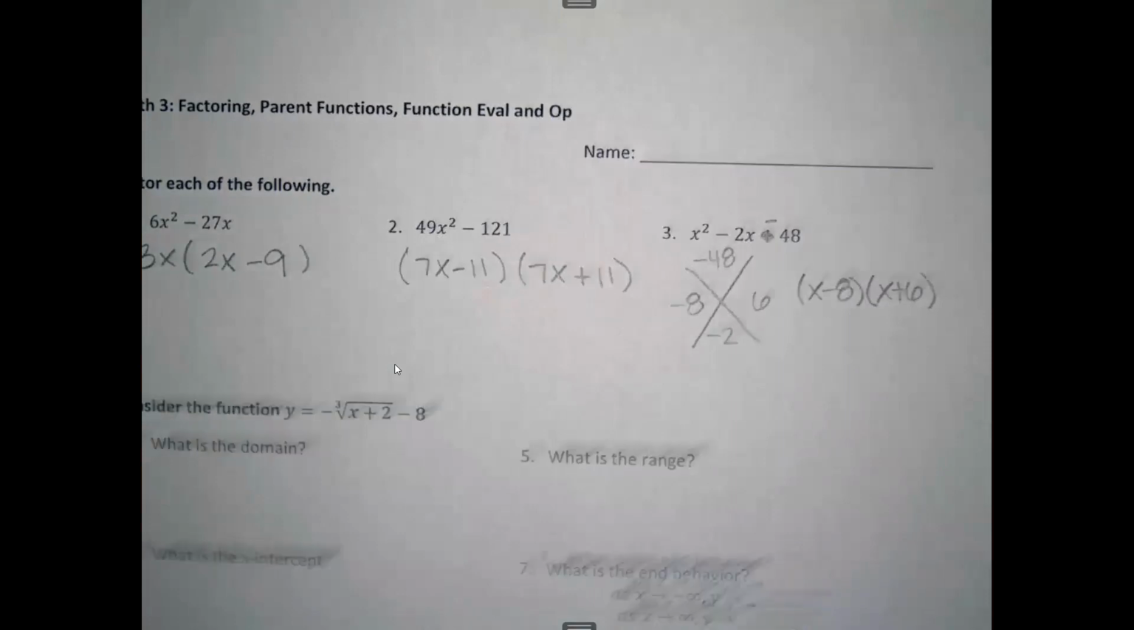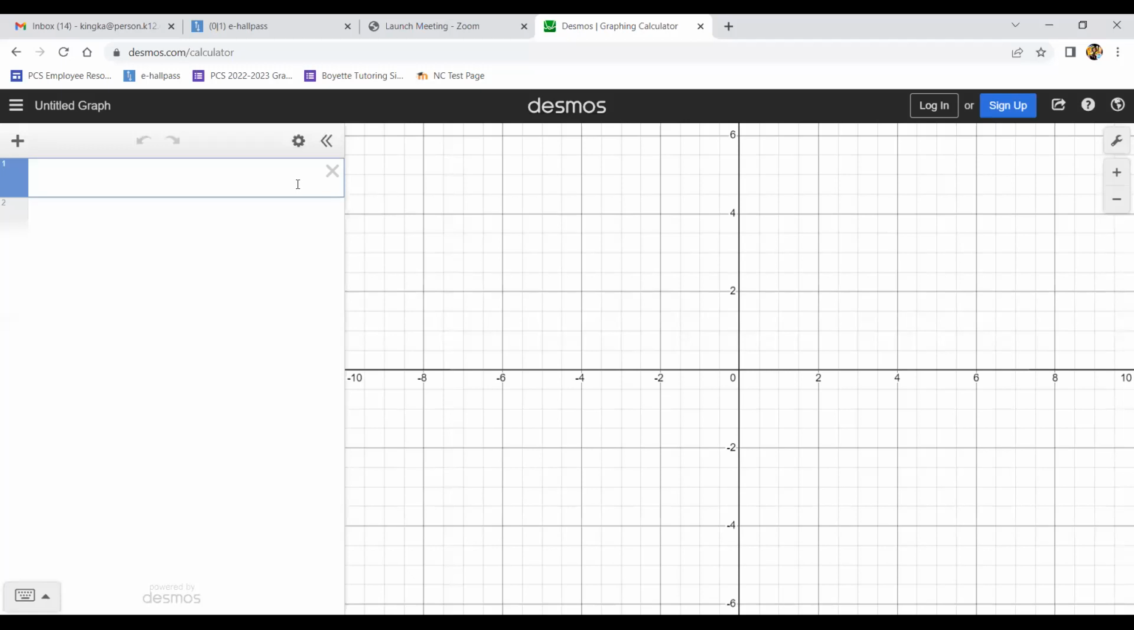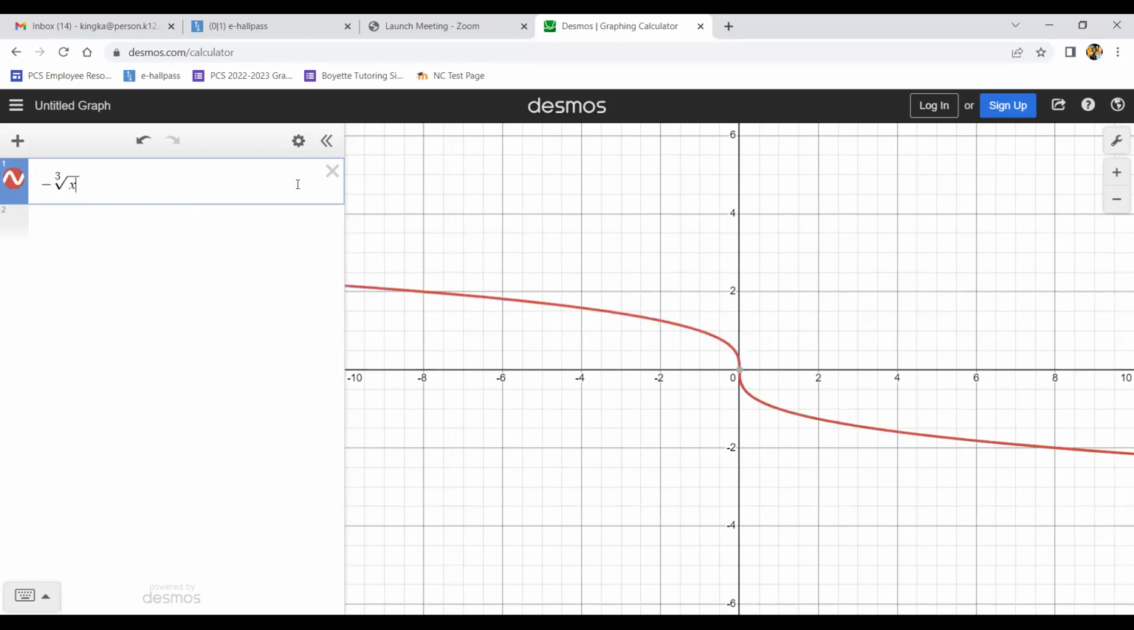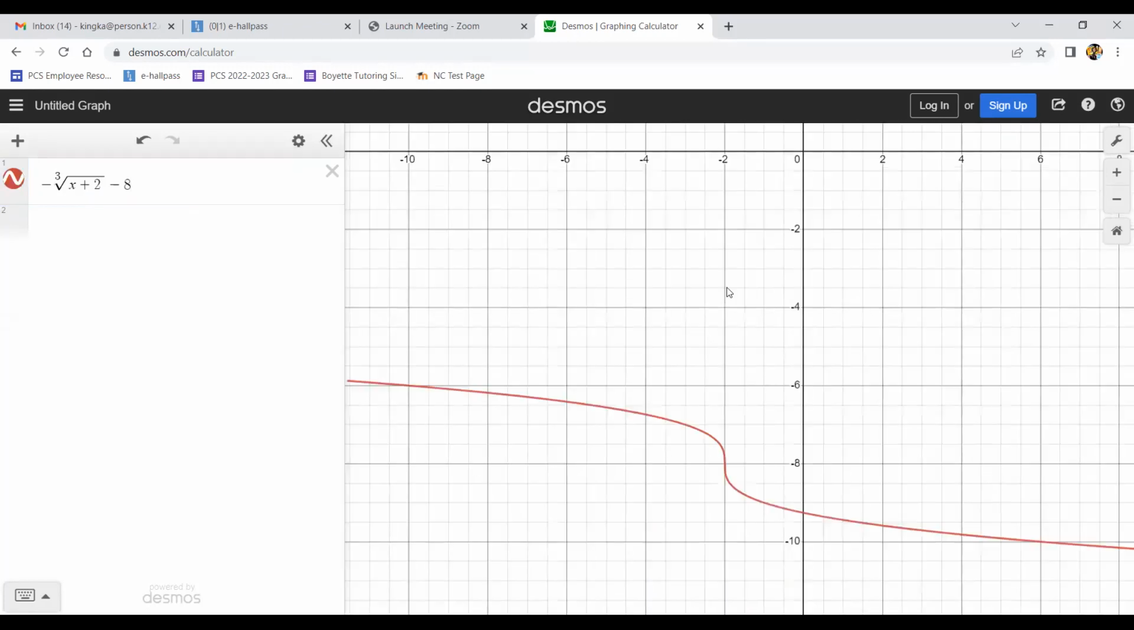Okay. The next one we're going to need to be on Desmos to do, and we're also going to use Desmos today. So if you haven't gotten your Chromebook out yet, go ahead and grab it because you are going to need it. So we're typing in negative cube root. How do we type in a cube root? CBRT. Okay. X plus 2, and then we're going to make sure to get out of the cube root and then type the plus 8. Minus 8, sorry, minus 8. And it's down there. Okay.